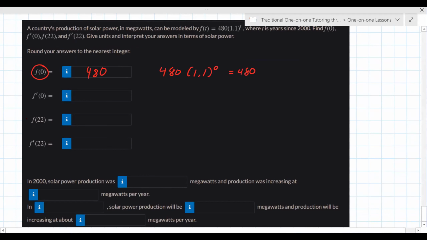Now let's go ahead and do 22 next, because that's the original function. That's 480 times 1.1 to the power of 22. And this time it wants you to round to the nearest integer, so that should be fairly straightforward to figure out. All right, 480 times 1.1 to the power of 22, and so that is 3907.